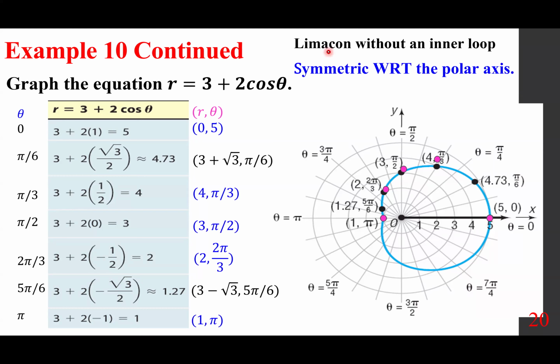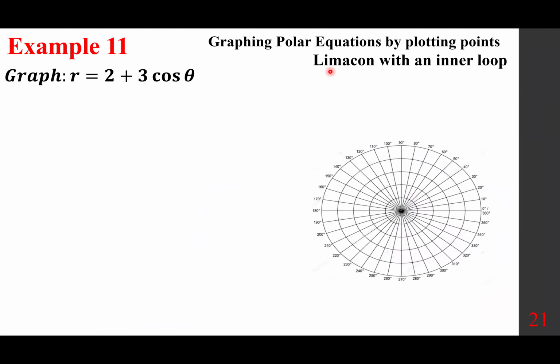And the name is limaçon, without an inner loop, because we do have a case of an inner loop also. All right. Now a limaçon with an inner loop. The graph is r equals 2 plus 3 cosine theta. Now this number is actually less than that. If you go back to the previous one, it was the other way around. This number was larger. That's the difference it makes here.